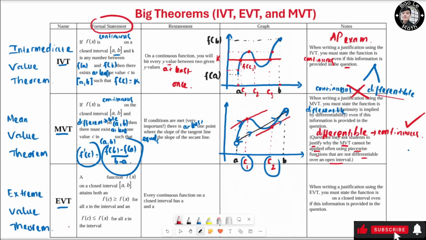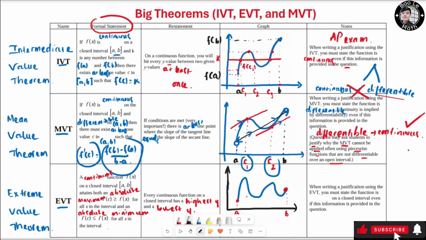Now let's move on to the last theorem, EVT. A continuous function f of x on the closed interval [a, b] attains both an absolute maximum, f of c greater than or equal to f of x for all x in the interval, and an absolute minimum, f of c less than or equal to f of x for all x in the interval. To restate the theorem, every continuous function on a closed interval has a highest y value and a lowest y value. Now let's get the figure.